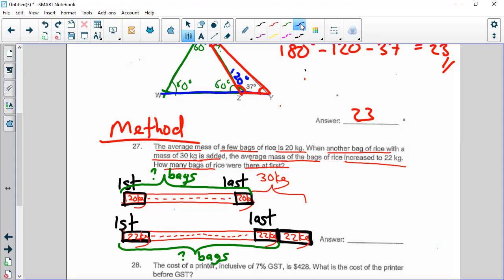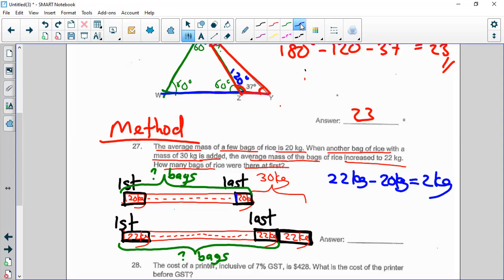How to solve? Look at the average. From 20 become 22. So every bag has increased by how many? So you take 22 kilogram minus 20 kilogram. So there's an increase of 2 kilogram. So you're going to give every bag 2 kilogram. But where do you take from to give every bag 2 kilogram?